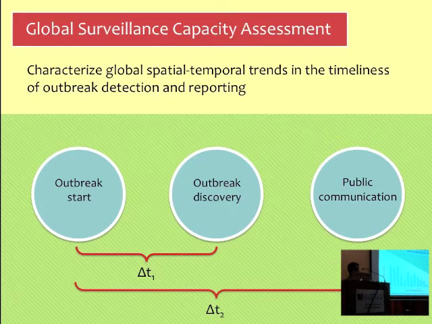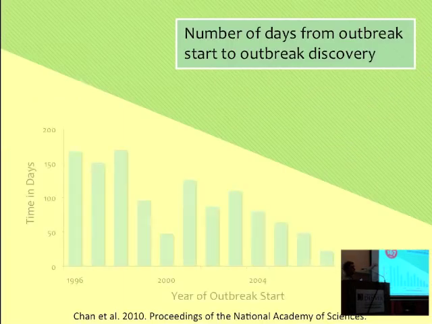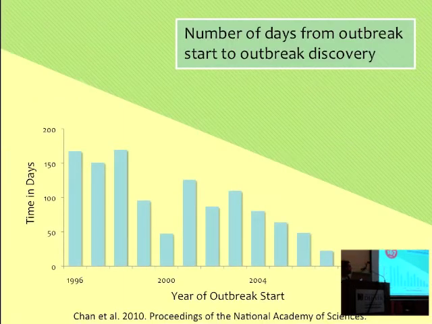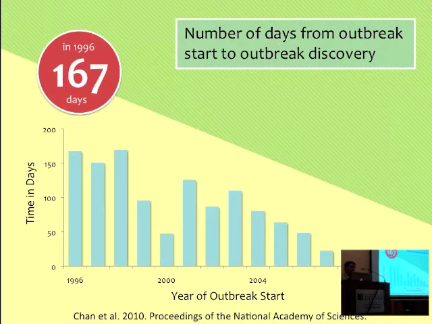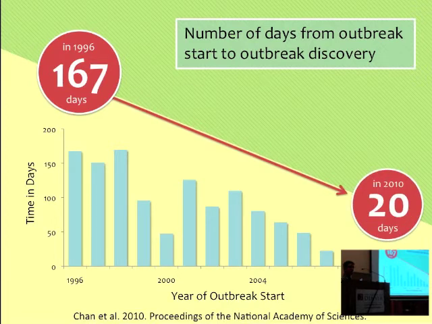So in 1996, what you're looking at is it took an average of 167 days to go from outbreak start to official detection. You can imagine the number of people that started to get sick and the potential fatalities and morbidity that can come when it takes almost half a year for an epidemic to be detected. Well, then it shrinks, and by 2010, we're looking at somewhere around 20 days. It's still about 3 weeks. We can do better, but still it's a lot better than the 167 days previously.